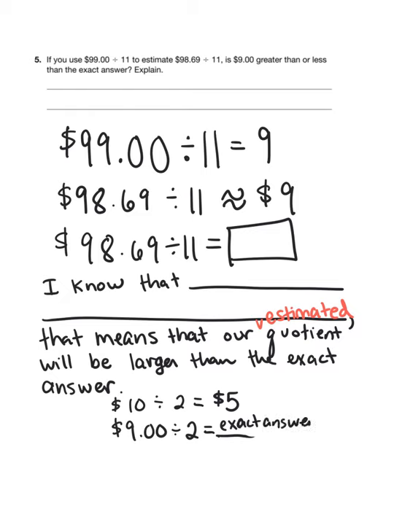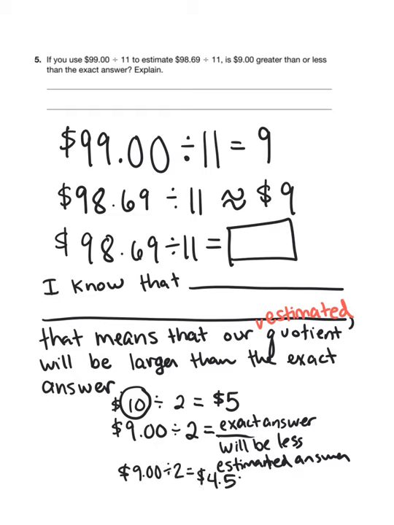And you can say that your exact answer will be less than your estimated answer because you increased your dividend for your estimated answer. So your exact answer will be less than the estimated answer. And we know that's true because you may know just by heart that $9 divided by 2 friends is $4.50, which is of course less than our estimated answer. So sometimes looking at smaller numbers will help you reason through what will happen with bigger numbers.